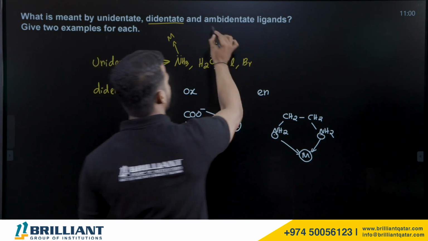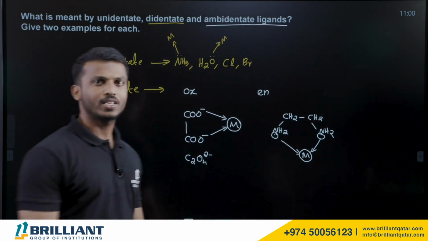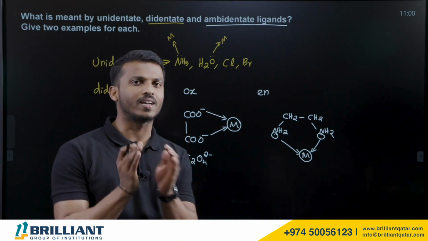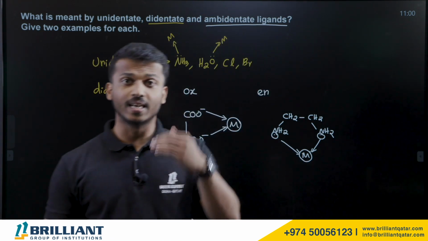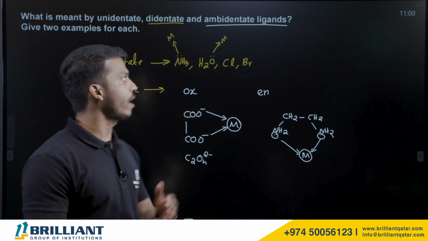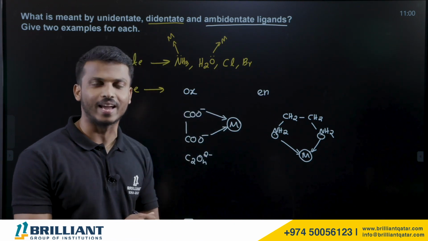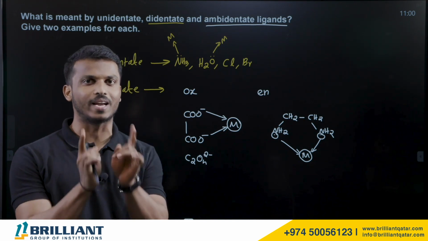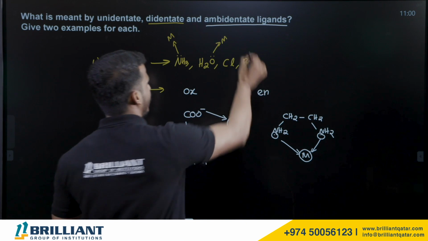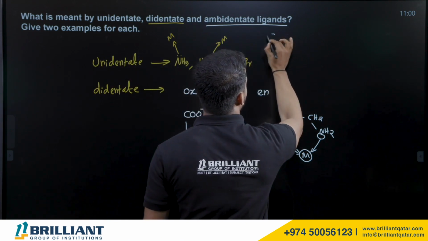What is a special type? It is called an ambidentate ligand. Dear student, ambidentate ligands are certain monodentate ligands. So ambidentate ligands are actually monodentate ligands. They actually have two donor atoms, but at a time they can use only one. See the example we studied, SCN.